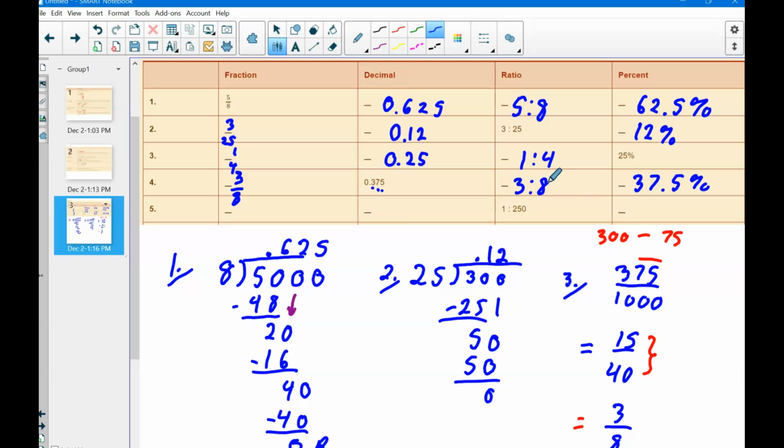The last one, thank goodness. 125 as a fraction would be 1 over 250.